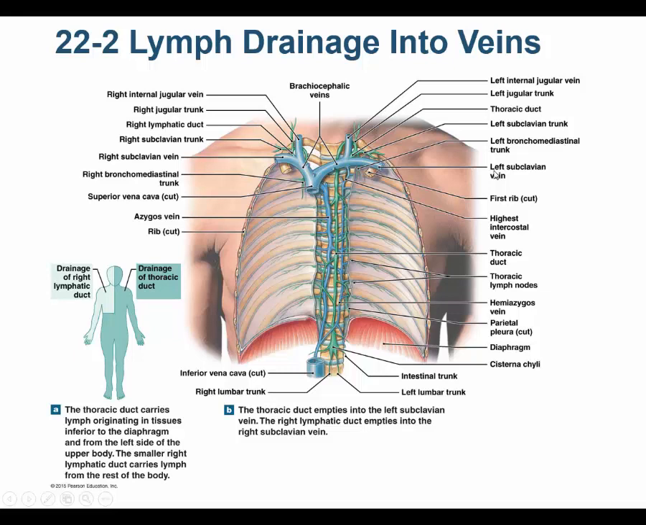Now you can see both ducts. You can see the right lymphatic duct right here dumping fluid back into the subclavian vein, and you can see the thoracic duct right there dumping fluid back into the subclavian vein. All right, so that's lymph drainage.